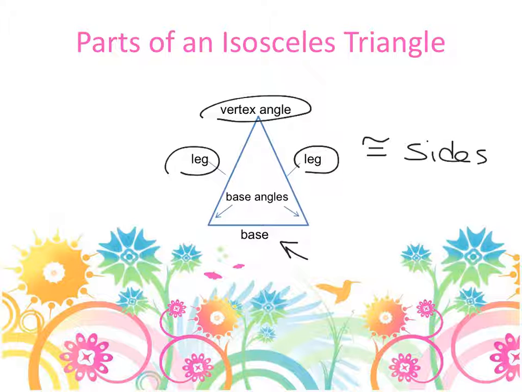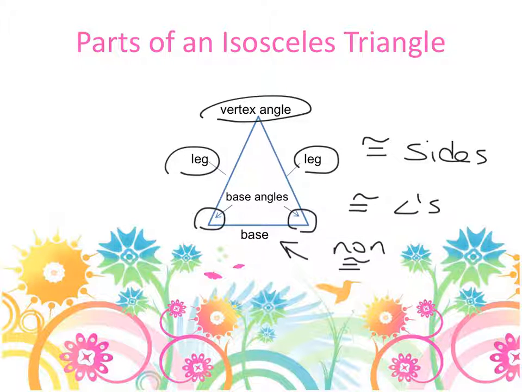The base is going to be the non-congruent side. It's going to be different. And then the two base angles are also going to be congruent angles. Okay, so know which sides are called the legs, which one is called the base, which one is the vertex angle, and the base angles. The base angles are the congruent ones. The vertex angle is the non-congruent one. It'll be different. Any questions on this vocab? All right, let's go to the next slide.